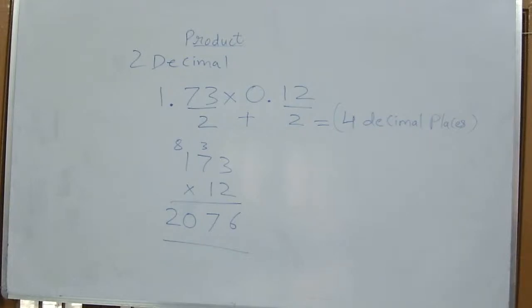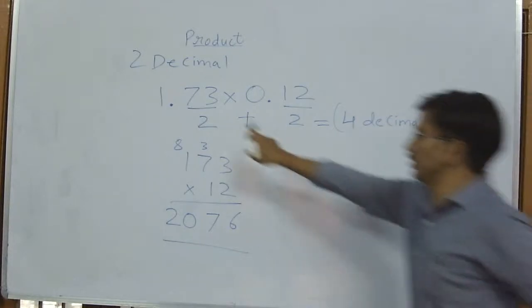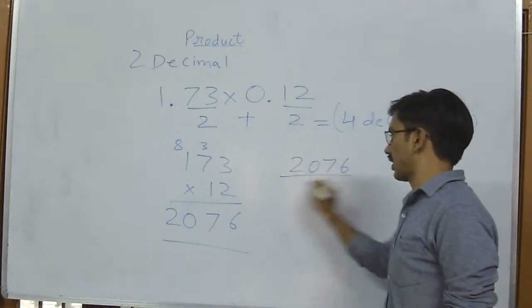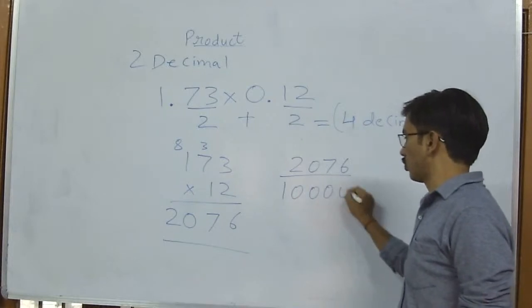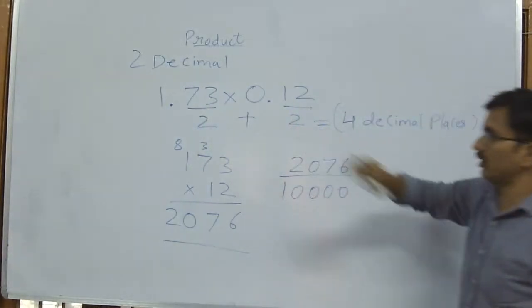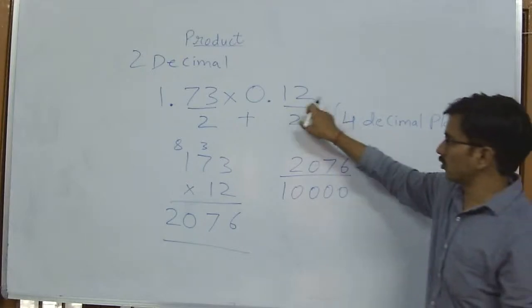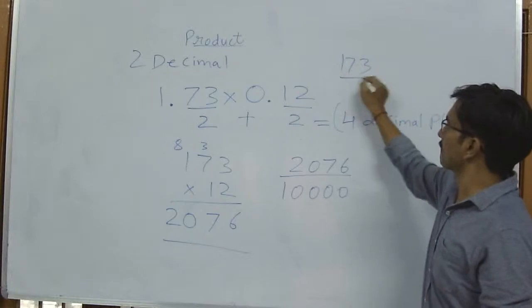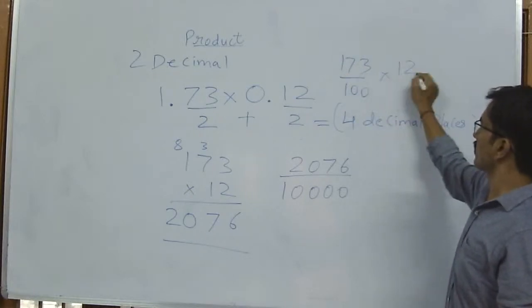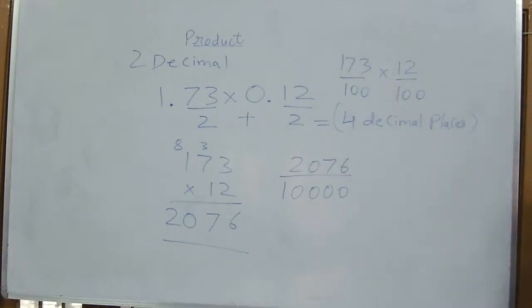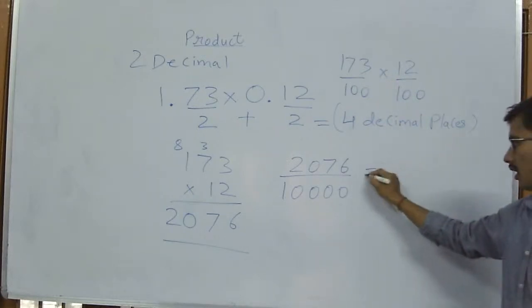Anurag, there are 4 decimal places we have, 2 here and 2 here. It means it is 2076 by 1 2 3 4. बेटा यहाँ पर दो places आएंगे दोनों में. 1.73 becomes 173 by 100 and 0.12 also becomes 12 by 100. So 100 multiplied by 100, how much? 10,000.